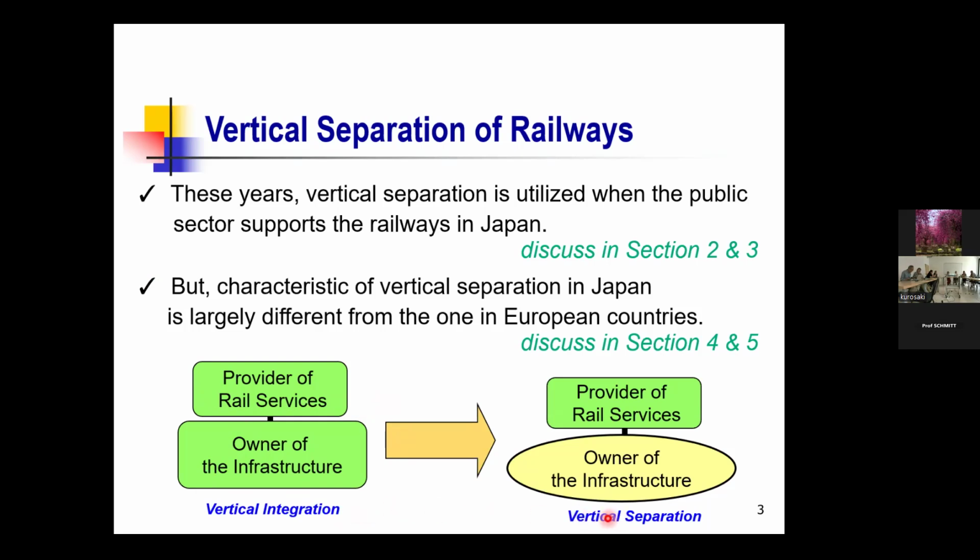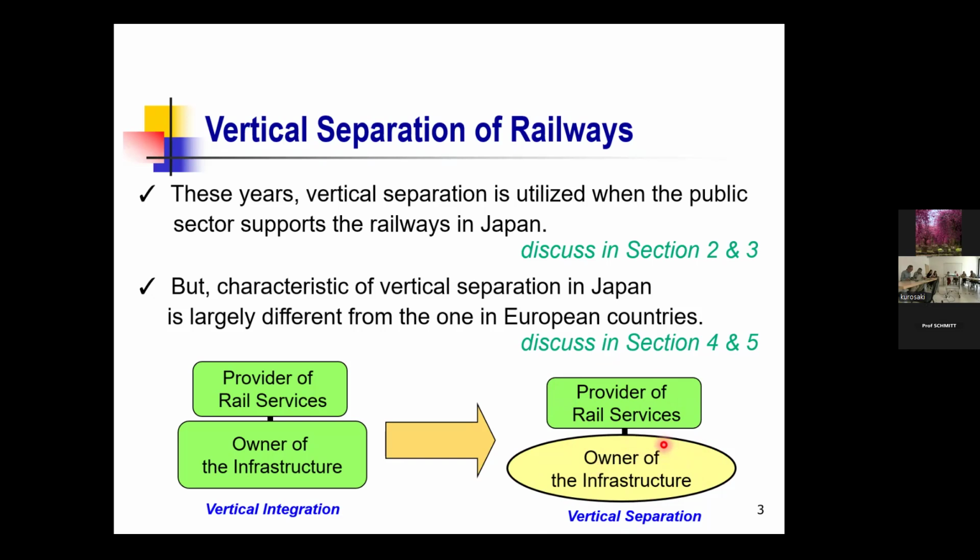On the other hand, similar to many European countries, some Japanese railways are operated under the structure of vertical separation. In vertical separation, the provider of railway services and the owner of infrastructure are different. And in many cases, the public sector becomes the owner of the infrastructure.